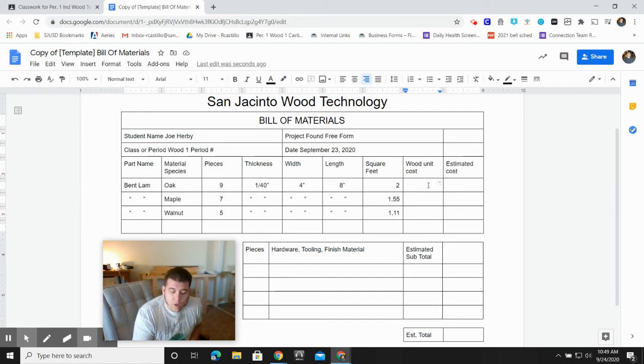So for oak, we sell oak at $3. I'm going to arrow key down. We sell maple at 4.50, and we sell walnut at 4.50. Perfect. So I'm going to multiply. 2 times 3 is 6. That's easy. I'm going to multiply. I don't know. 1.55 times 4.5.